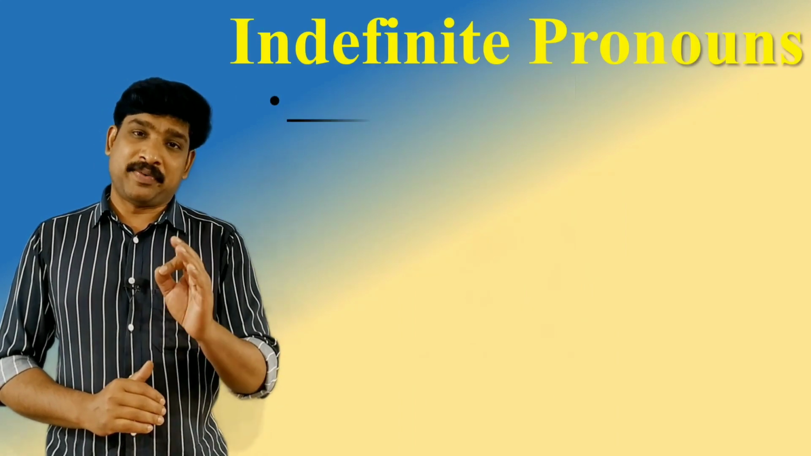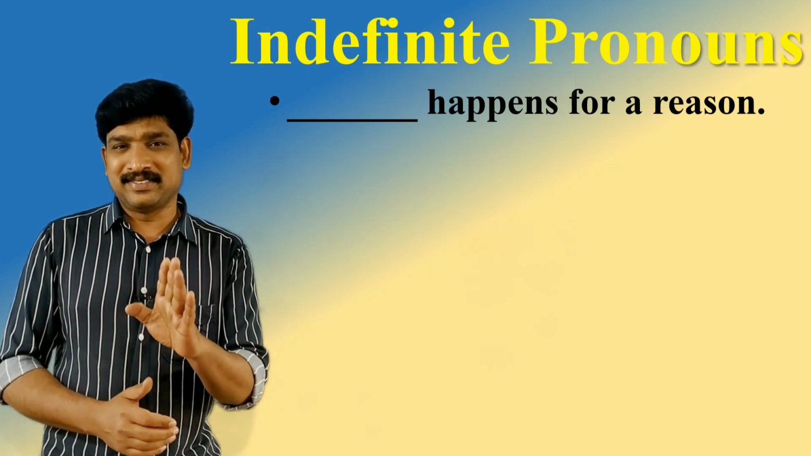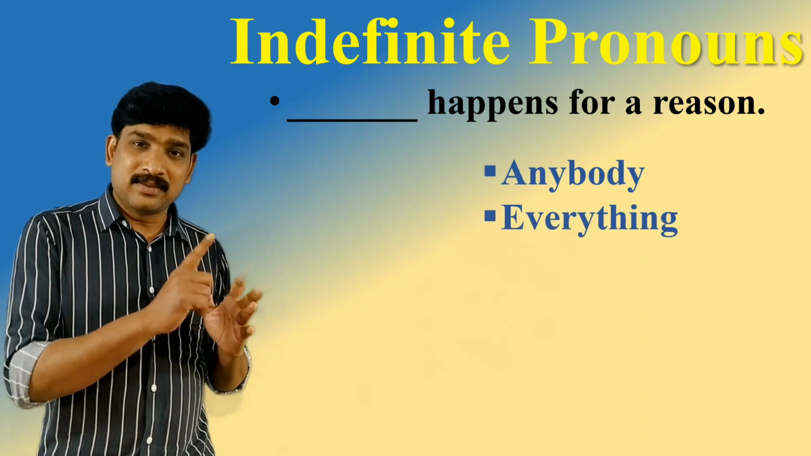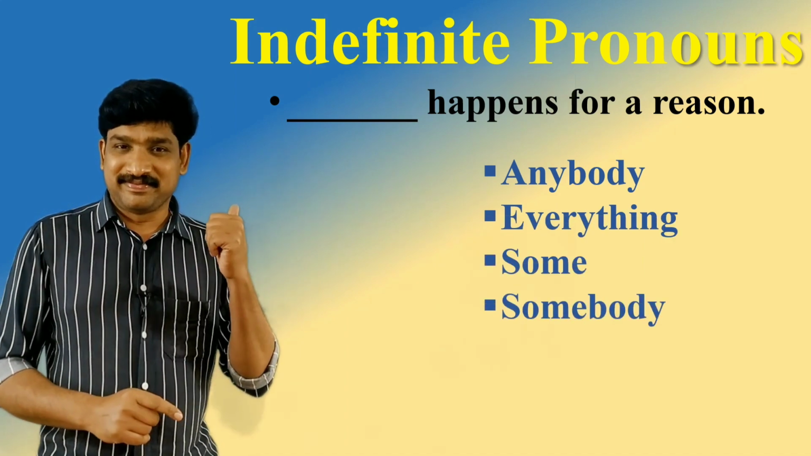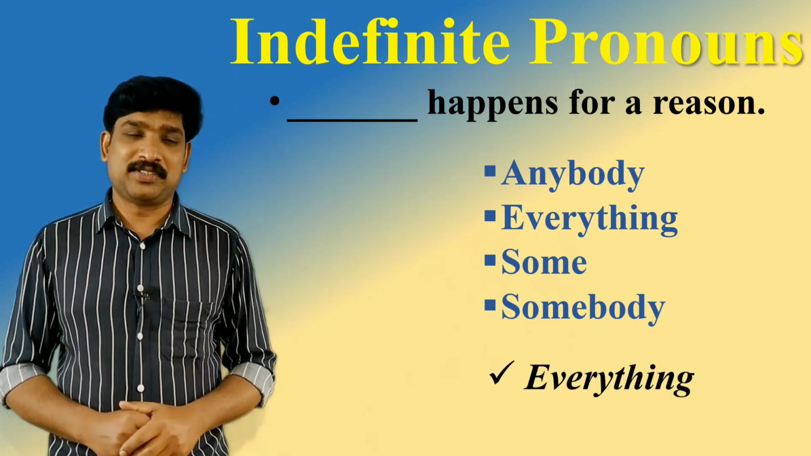Finally, one more example. Dash happens for a reason. Everyone knows the answer. Can you say that? You are given the options: anybody, everything, somebody. The answer is everything. Everything happens for a reason.